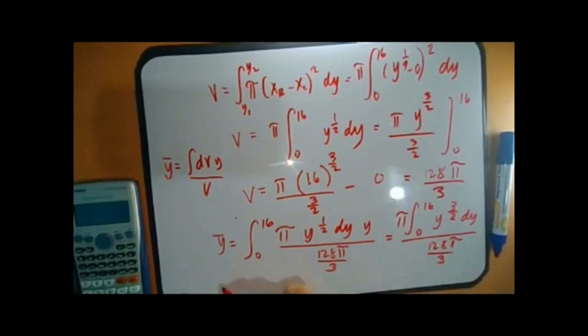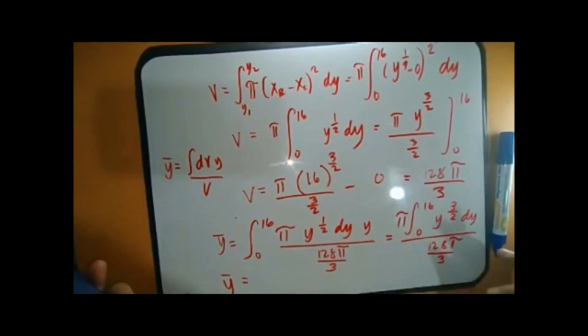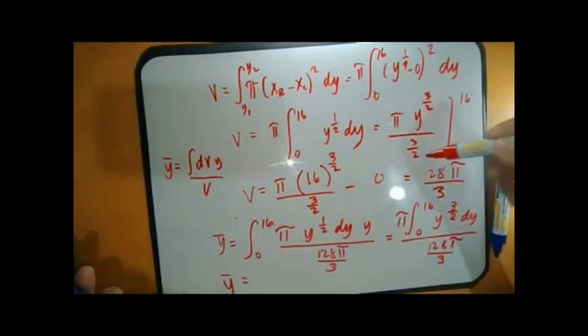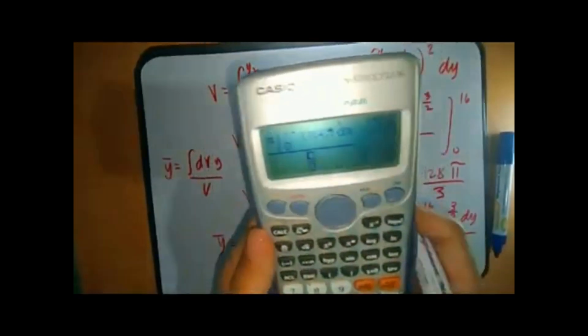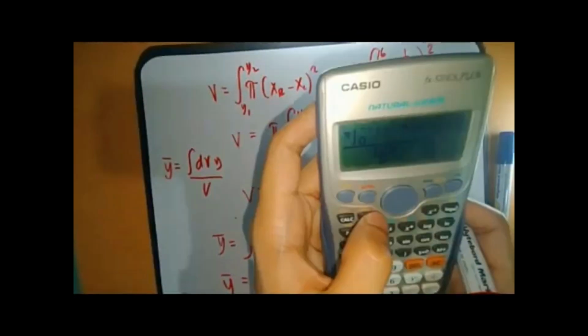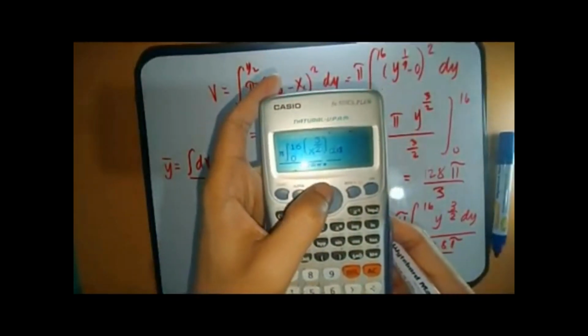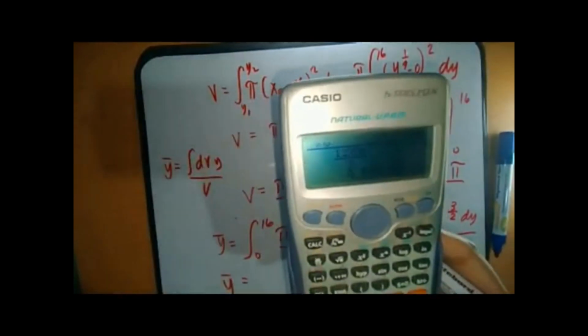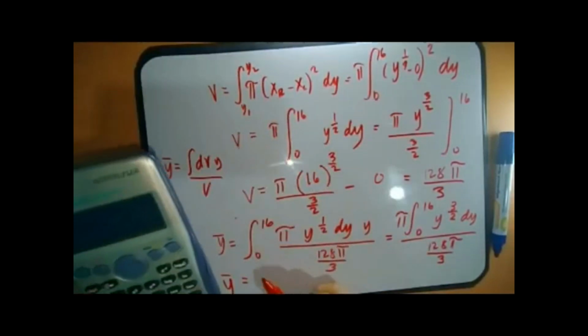So let's input this in the calculator, guys. In the board exam, this is all we input, and the calculator will automatically solve it. If solving manually, of course, you will still use the power formula. All over our volume, which is 128 pi all over 3. So equals, let's input everything. So y bar is approximately equal to 9.6. So we have here 9.6.